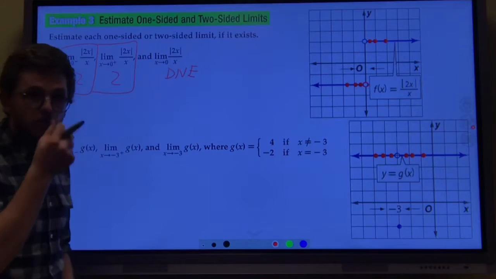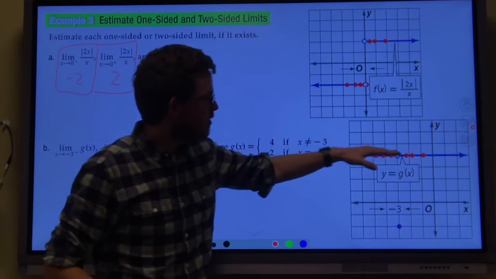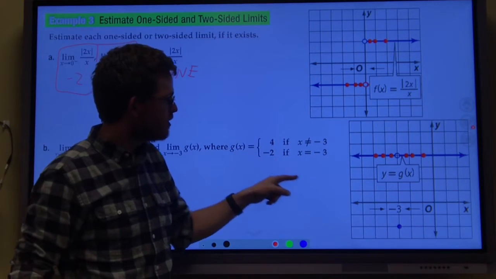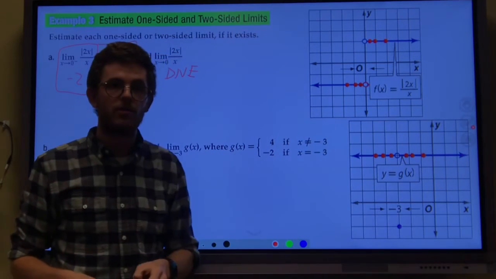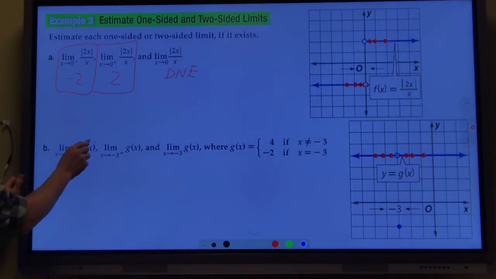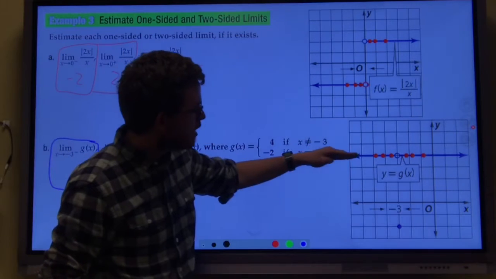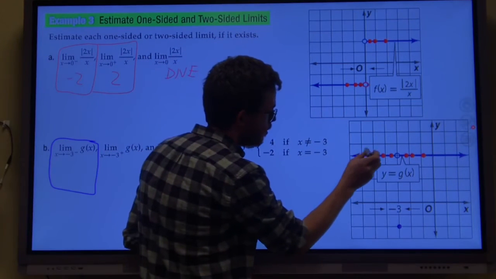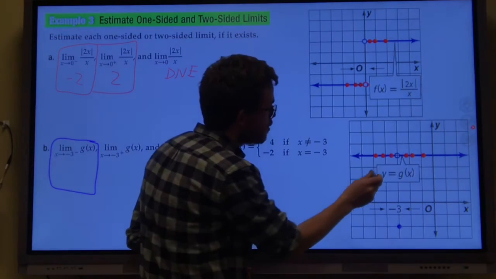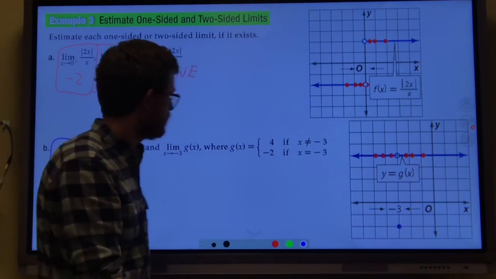Down here, this is a piecewise function. It says g of x equals 4 for any value of x as long as it's not -3. But g of x equals -2 at the one value, -3. So we want to know first, what is the value as x approaches -3 from the left side? We're getting out 4, 4, 4. We're not talking about equaling -3; we're talking about getting closer and closer to -3. Our outputs are consistently 4.